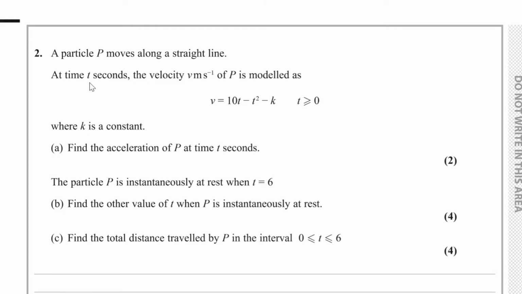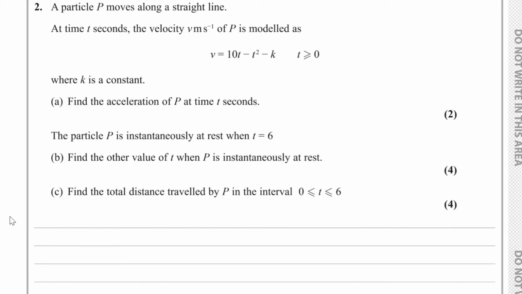Question number 2. A particle P moves along a straight line. At time t seconds, the velocity v meters per second of P is modelled as v equals 10t minus t squared minus k, where t is greater than or equal to 0 and k is a constant. For part A, we have to find the acceleration of P at time t seconds.